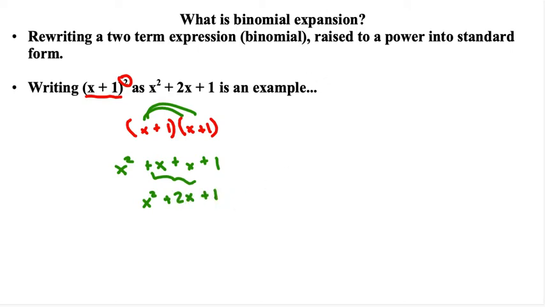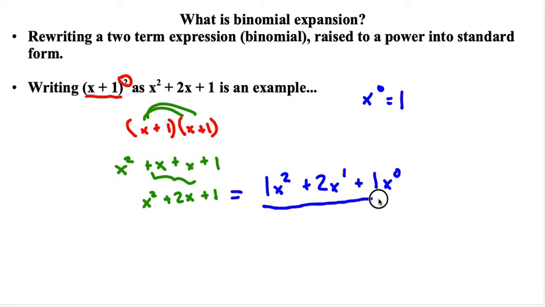Now I'm going to rewrite this in a slightly different way. I'm going to write it as 1x squared, normally wouldn't write the coefficient, plus 2x to the first. Remember, anything to the first is just itself, so that's why we normally don't write it. Plus 1, this is a little bit tricky, x to the 0th. Anything to the 0, x to the 0, right, is equal to 1. So looking at this, this is another way we could write this. There is actually a reason we're doing this.